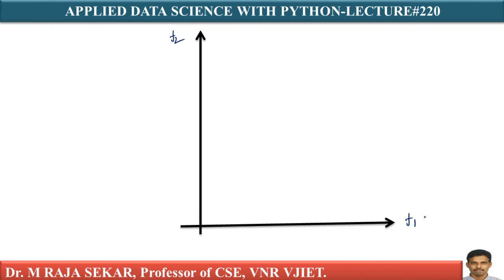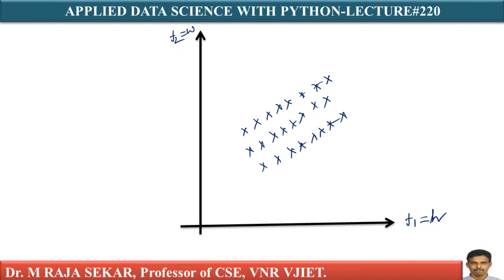Let me assume my feature 1 is height and my feature 2 is weight. Let's assume each of these are my points, these are my data points. I may have some sort of data points. I am collecting data related to heights. I am choosing heights on the x-axis and corresponding weights on the y-axis. This may be the pattern. Let me assume I have data points like this.